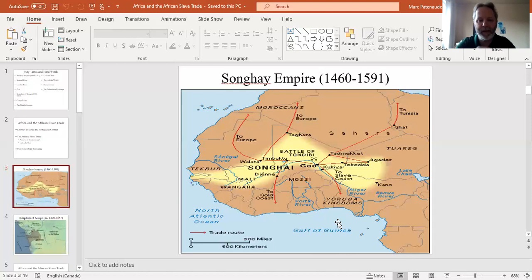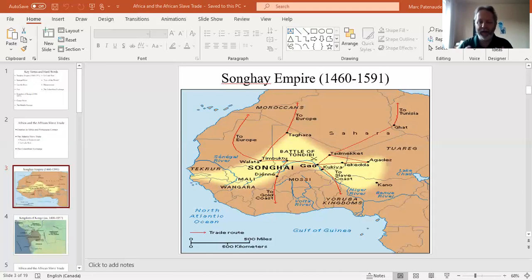1591. The reason the Songhai Empire is important is because, if you remember, the Portuguese are going to set up trade forts at and south of the Senegal River, which means they're going to have access to the trade network of the Songhai Empire. Now, the Songhai Empire is based around the city of Gao, G-A-O.